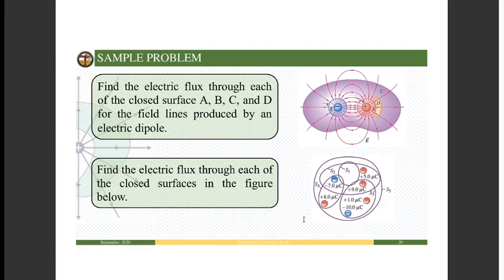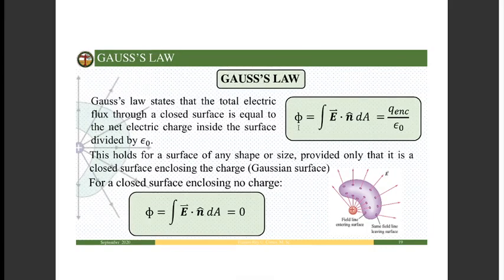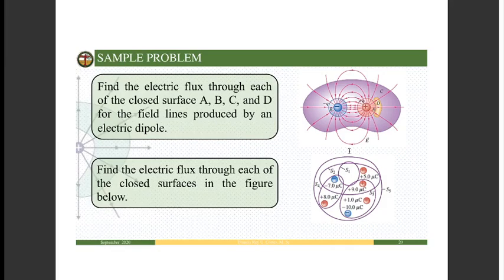So let's have a sample problem. We have to find the electric flux through each closed surface. So we have A, B, C, and D. The electric field lines are produced by an electric dipole. So we have surface A, B, then we have C, this violet one, and the orange one is actually D. So again, using Gauss's law, we can find the electric flux of any of those surfaces, right? As long as you know the net charge.